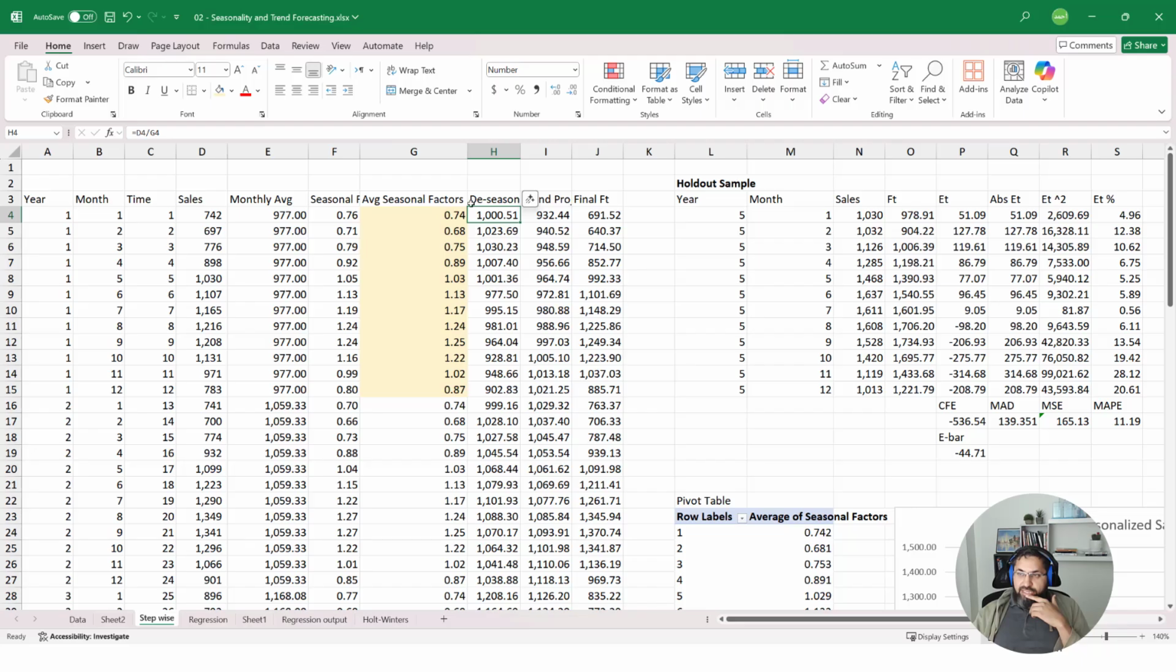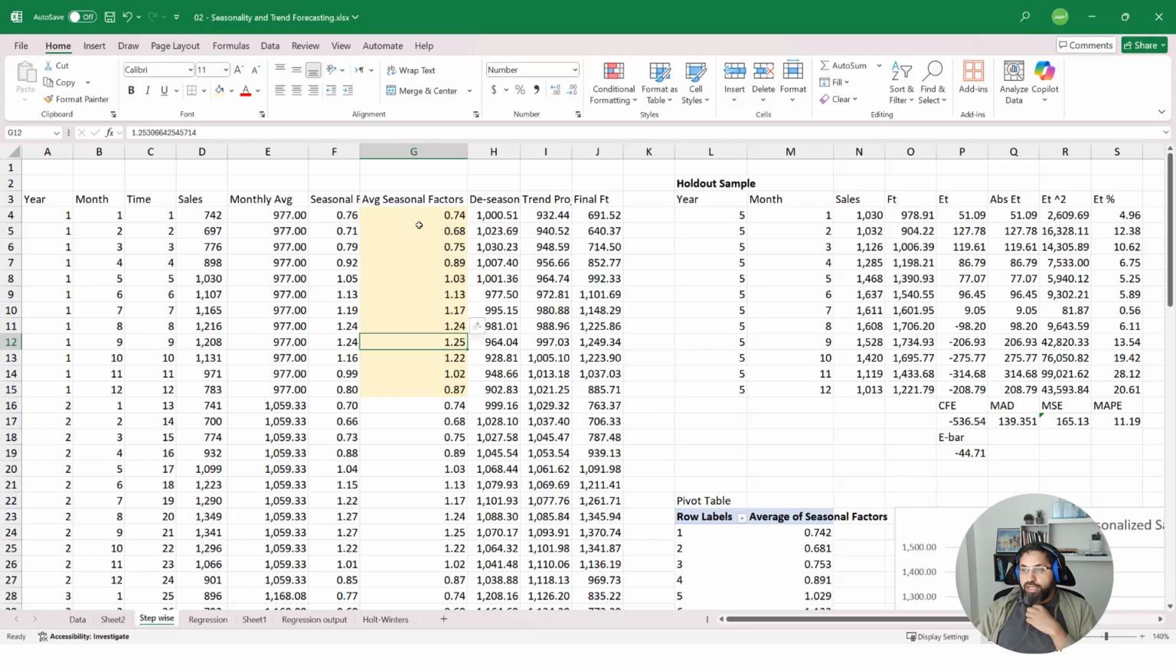Now to deseasonalize the sales data, we take the sales and we divide by the seasonal factor. So this is the sales in January, what we would expect them to be if there was no seasonality. But seasonality in January is pulling the sales down to 742 instead of being 1,000. And whenever a seasonal factor is less than 1, it's pulling sales down, and whenever a seasonal factor is more than 1, like 1.17, 1.24, it's going to pull sales up.